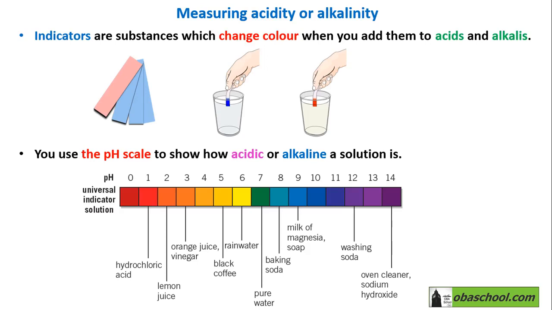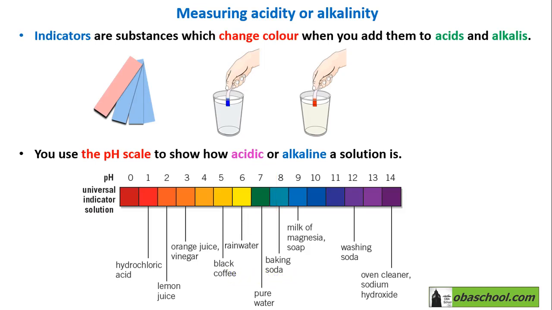Anything in the middle of the pH scale, which means pH equals 7, is neutral. It's neither acid nor alkaline, as you can observe here. So the best example of a very neutral solution is pure water.